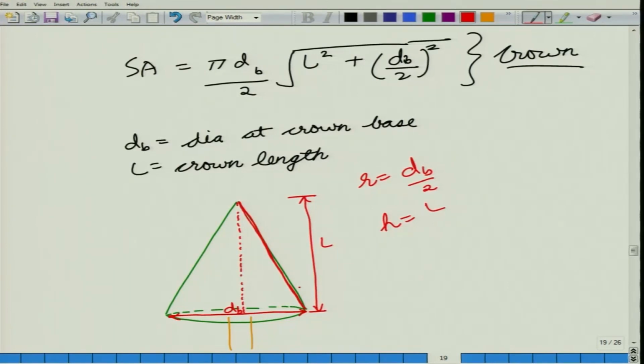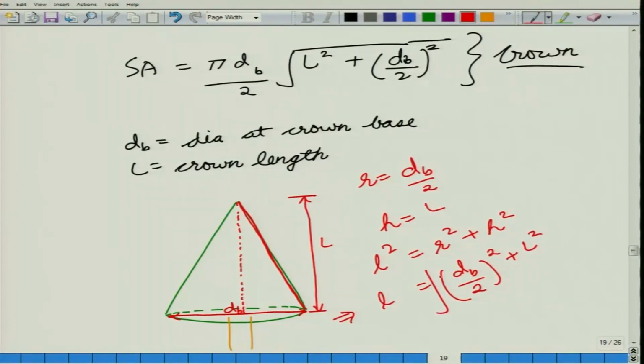surface length? By using our equations for a cone, we have small l square is equal to r square plus h square, which is (dB by 2) square plus L square. So, we will get that your small l is the square root of this portion. Now, the lateral surface area of a cone is given by the equation pi r l.